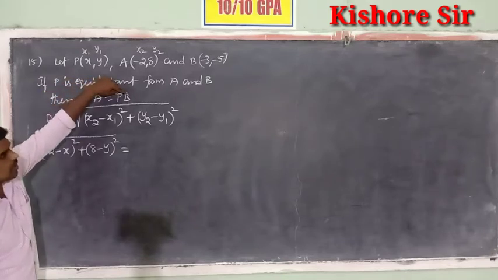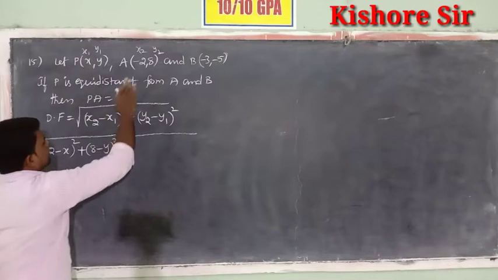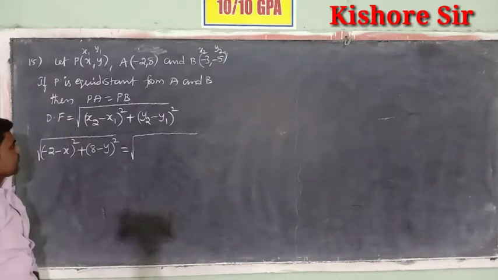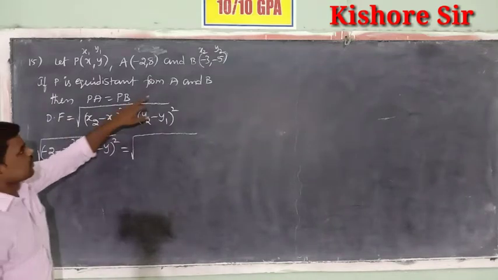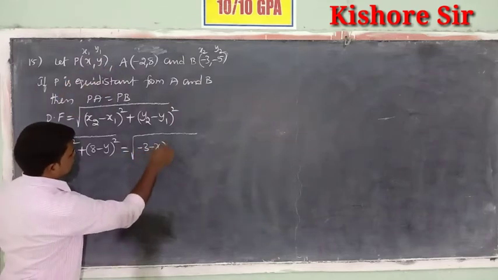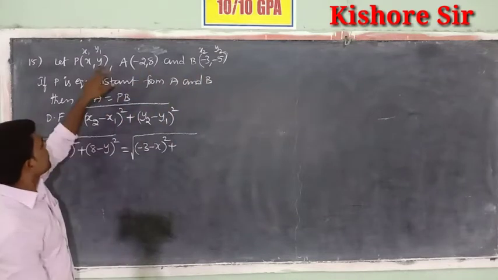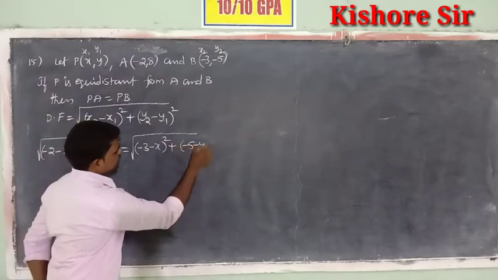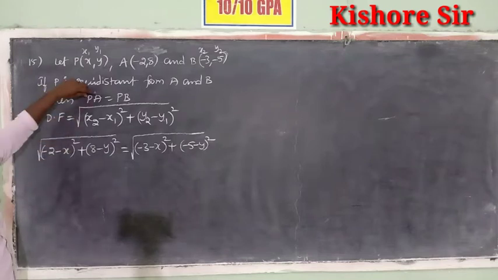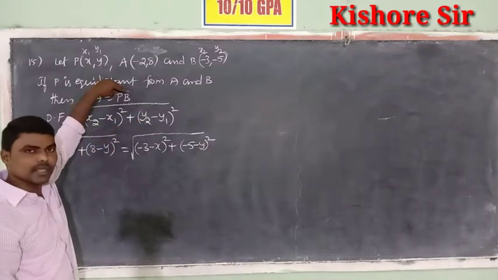Now write the distance between P and B. Square root of, now the point P is (x1, y1) and B is (x2, y2). Okay, so the formula is square root of (x2 minus x1) whole square. x2 is -3, so (-3 minus x) whole square plus (y2 minus y1), that is (-5 minus y) whole square. Okay, see here once again, this is the distance between P and A, which is equal to this one, the distance between P and B.